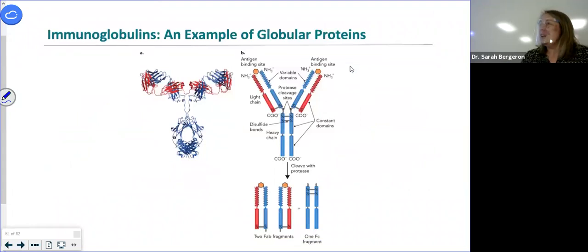One that's really important in the news recently are immunoglobulins, right? Have you heard about this? If you get coronavirus, what is one of the treatments that they are giving you?